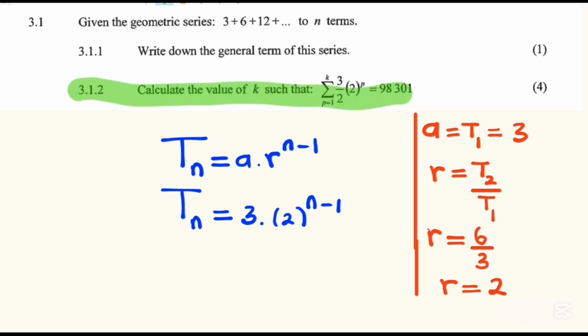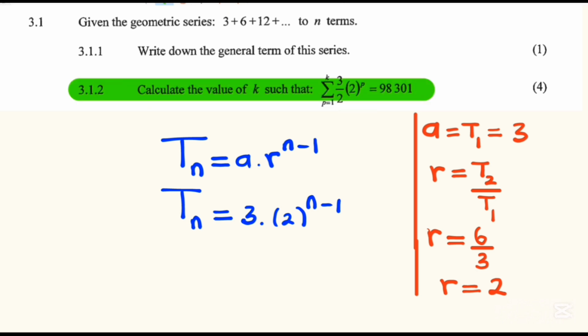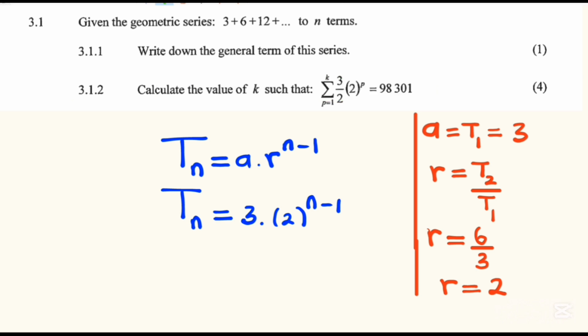Question 3.1.2, we calculate the value of k such that the sum from p is equal to 1 up until k of 3 divided by 2 multiplied by 2 raised to the power p is equal to 98,301. We have to realize that the Tn inside the summation is just the same as the general term of the series that we just determined, this one.